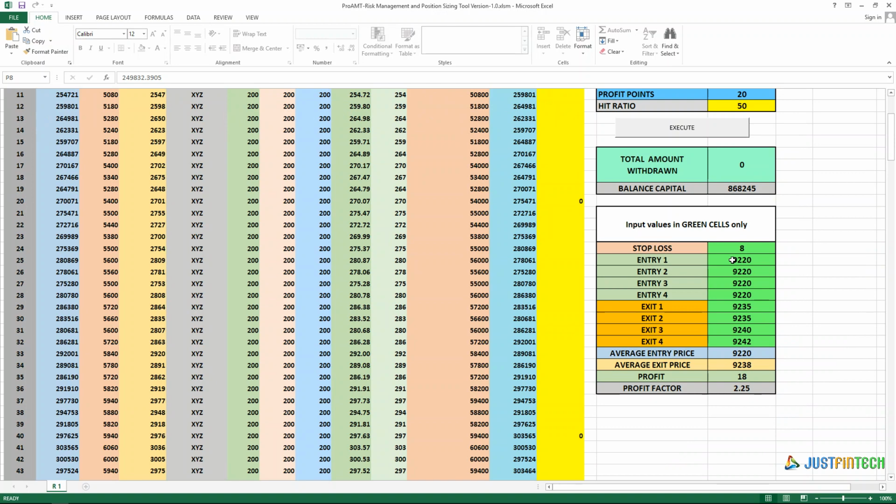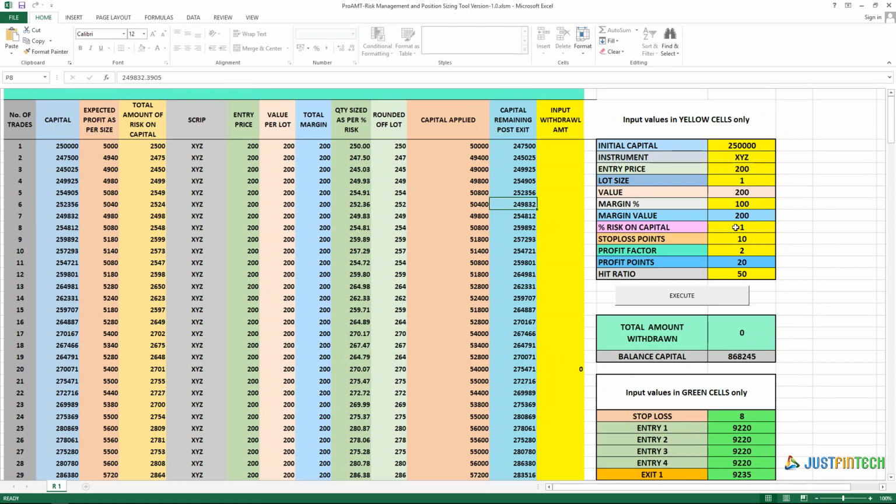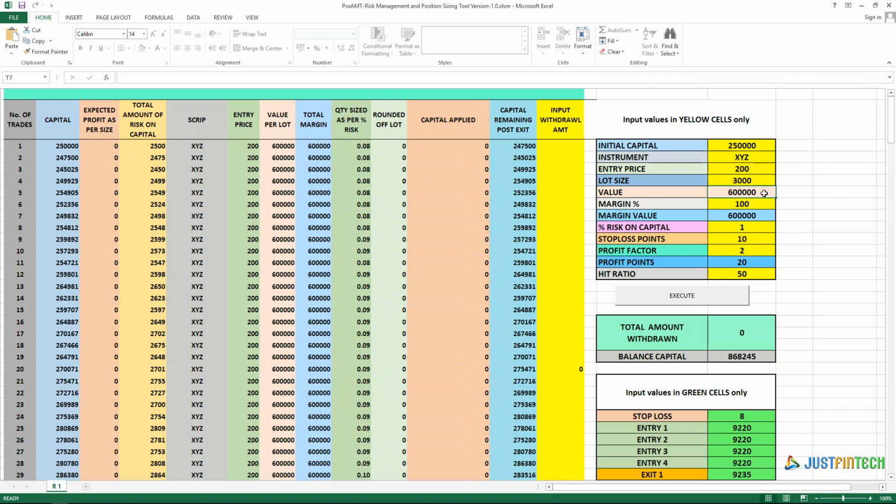And there are many things you can play around with. When you are taking leverage, your risk automatically increases. Let's say you are taking an XYZ stock future, your entry price is 200, lot size is, let's say, 3000, and you are paying a margin of 8%. If you are taking a leverage, then increase this capital.